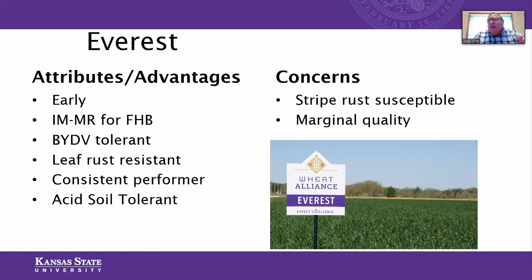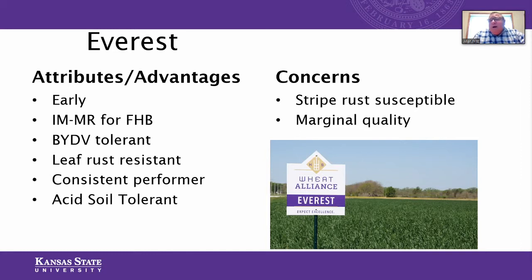So in combination, that really, I think, makes it still a good fit, particularly in southeast Kansas, where we want to go double crop and put some beans in, so that early maturity gets Everest off the field early. We have a lot of BYD in southwest or southeastern Kansas, and we also see a fair bit of fusarium head blight. So those are good traits for those situations.